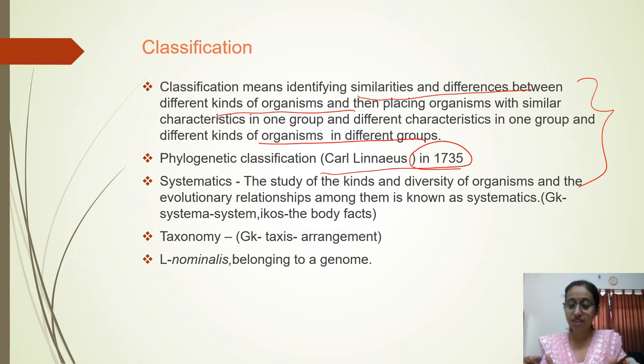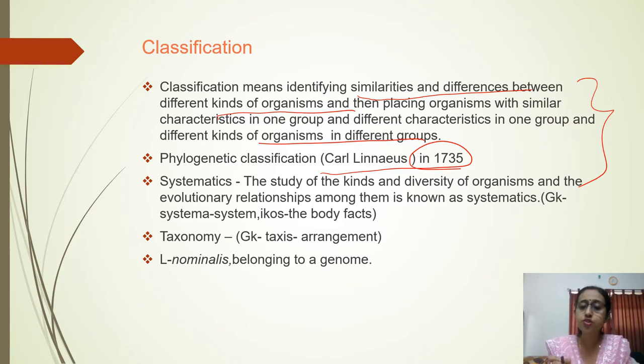So, you are placing groups of fruits according to their appearances, that is similarities and differences. This is how you are classifying the different fruits into different categories, like apple, banana, grapes, oranges, etc. Like this only we are classifying the plants and animals also into different groups. This phylogenetic classification was done by Carl Linnaeus in 1735.